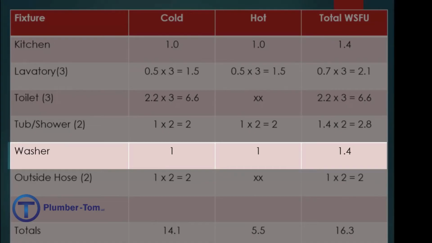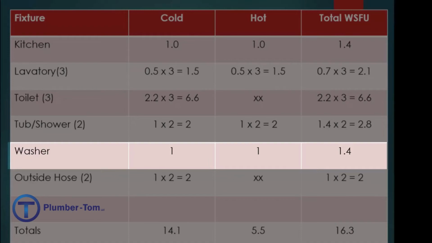Toilets, we have 3 of those. Each toilet is valued at 2.2 for the water supply fixture units. We times that by 3 and we have 6.6. Obviously in this case we have 0 hot going to the toilet, so on our main line we have the same 2.2 times 3, 6.6 water supply fixture units.